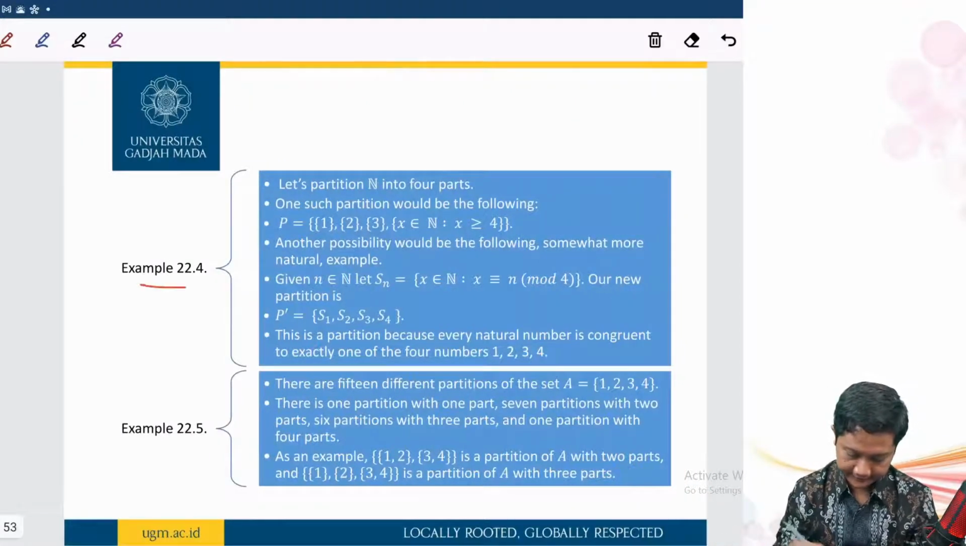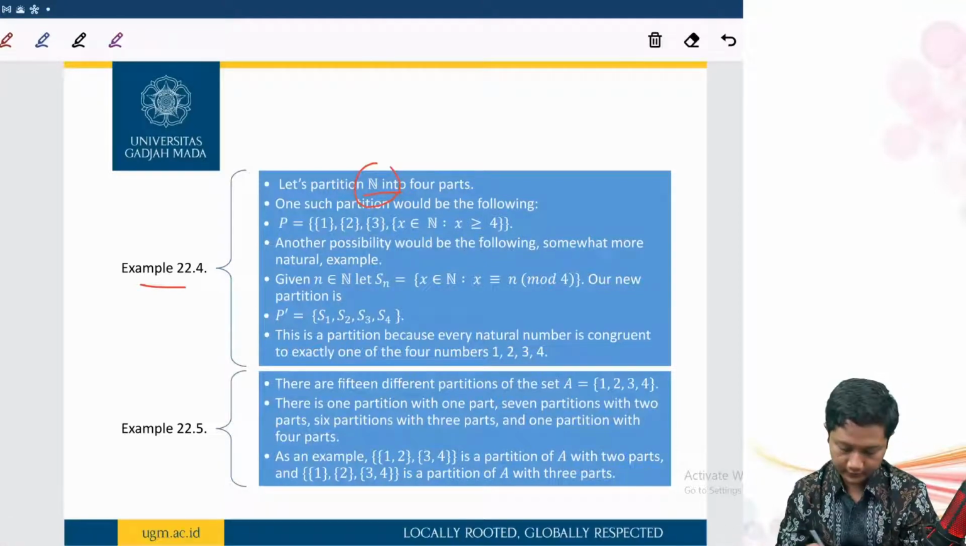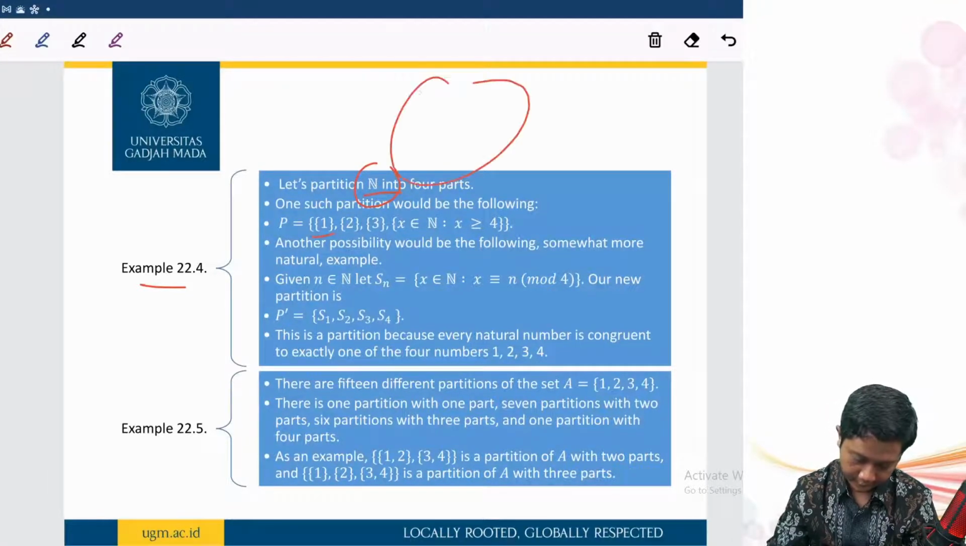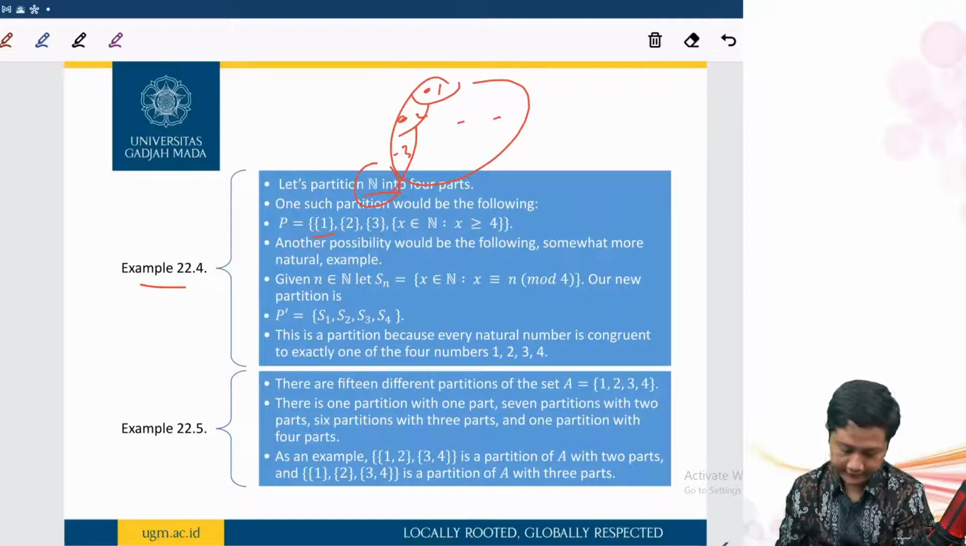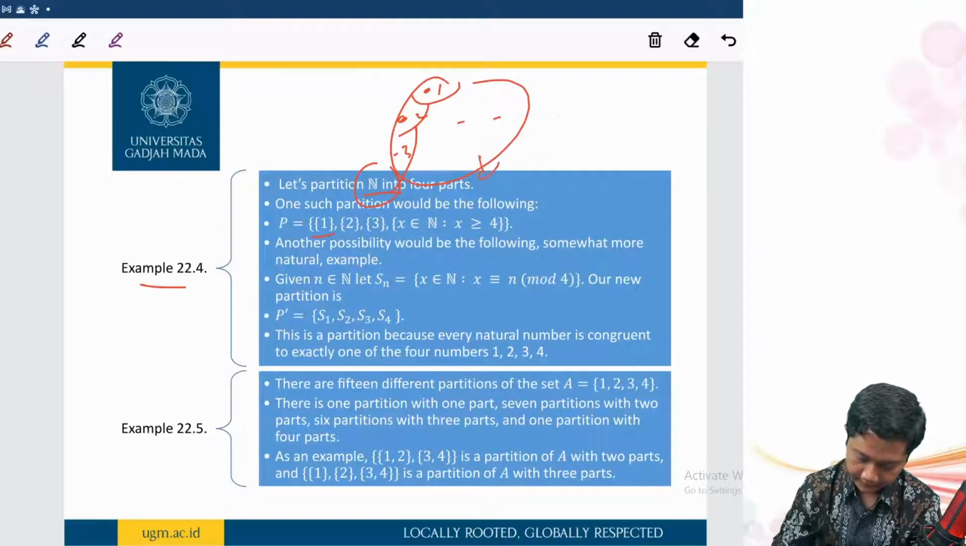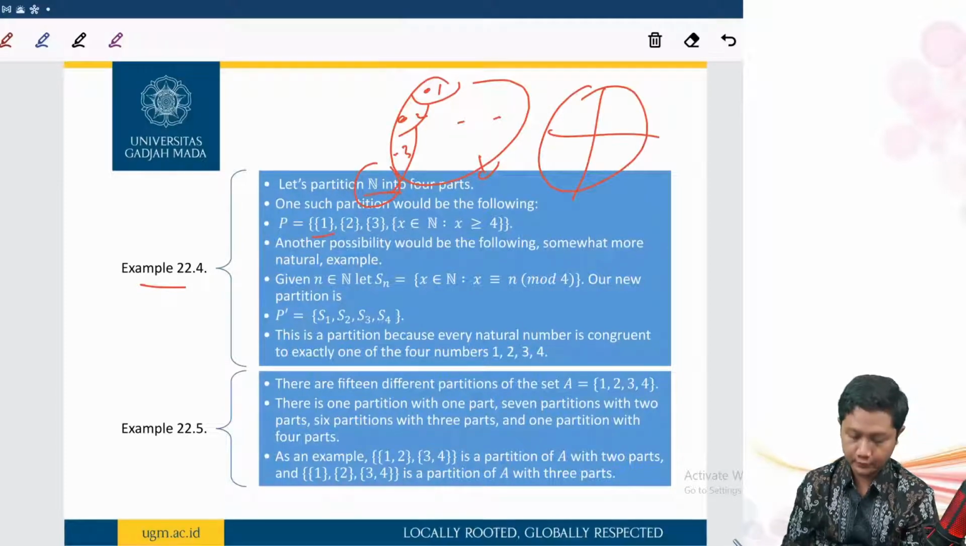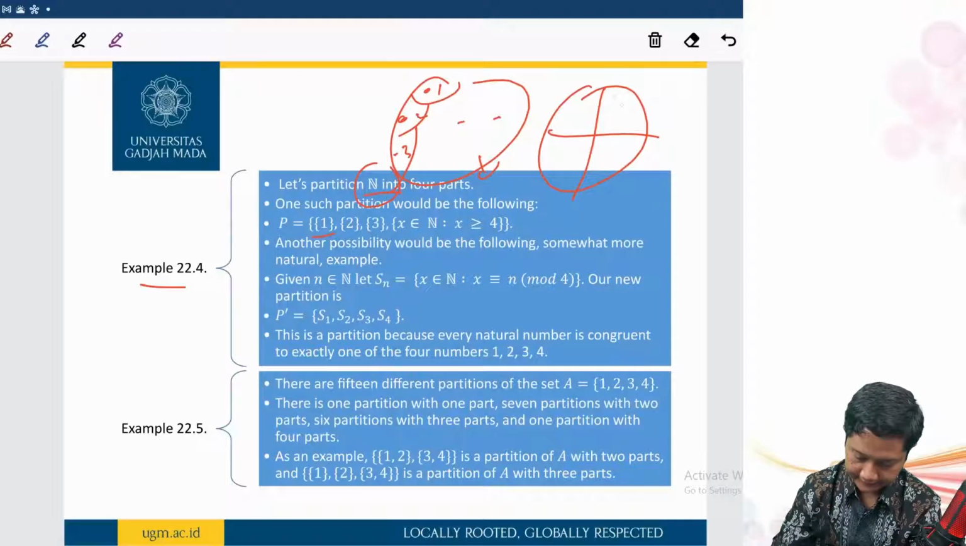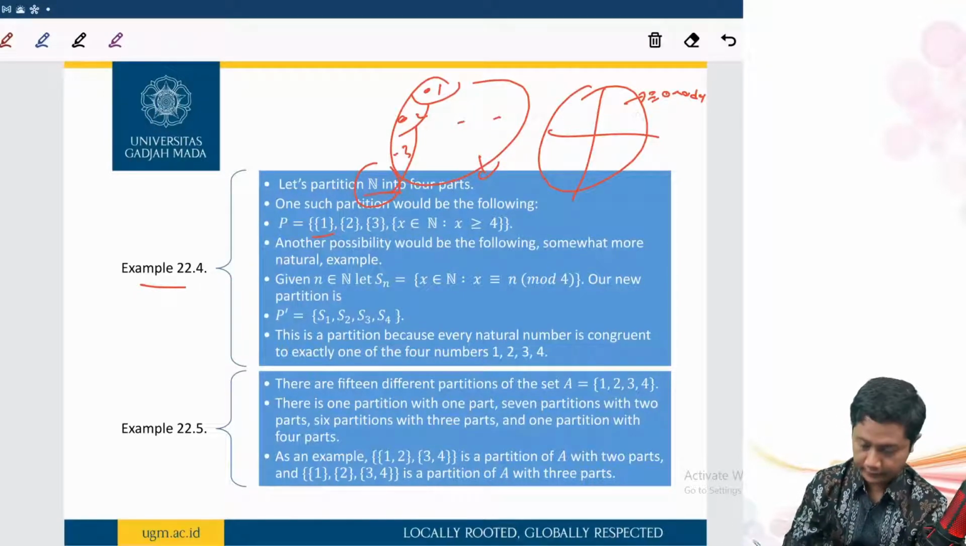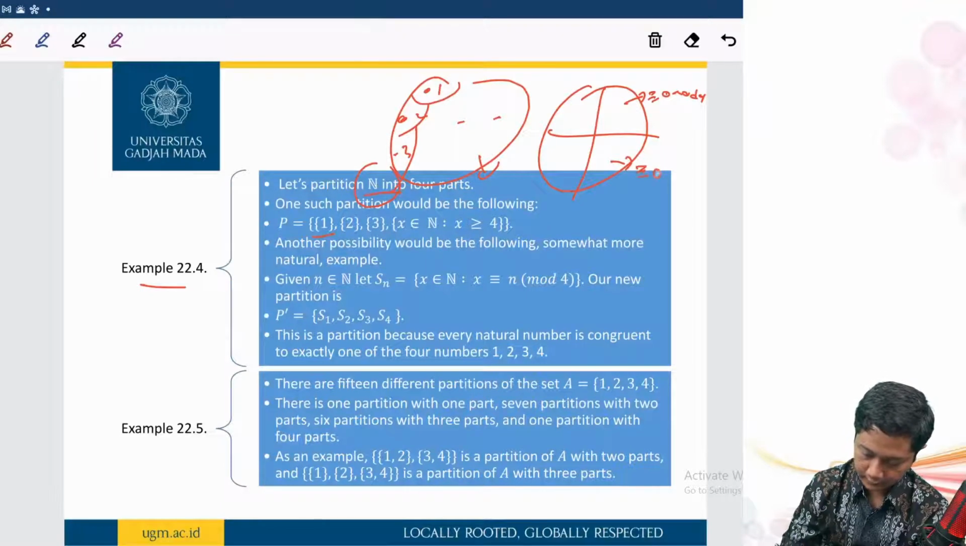And the next example is this. We want to make a partition for the set of integers. For example, this one: the first block is only 1, the second block consists of only 2, the third block is here, and the rest is here. Okay, that's also fine. And another way to make a partition here, we can also divide into 4 pieces. First is everything congruent to 0 mod 4. What's the meaning? We divide by 4, then the remainder is 0. This part is congruent to 1 mod 4.